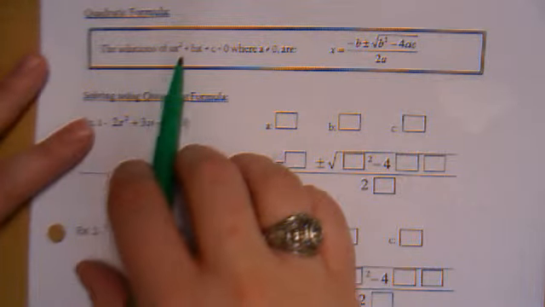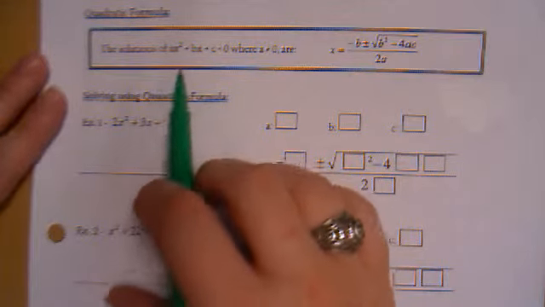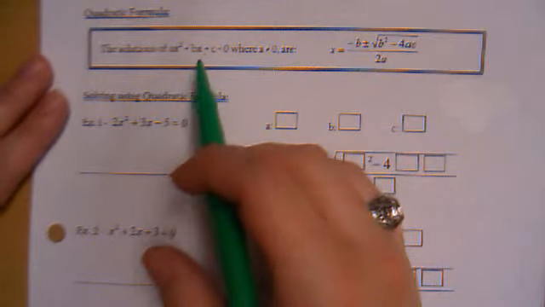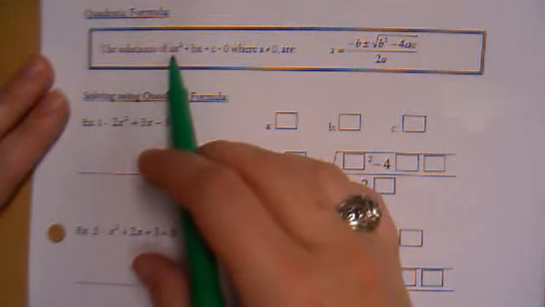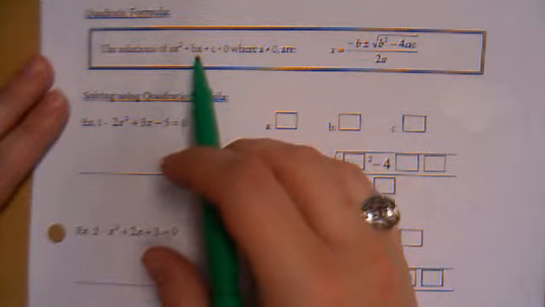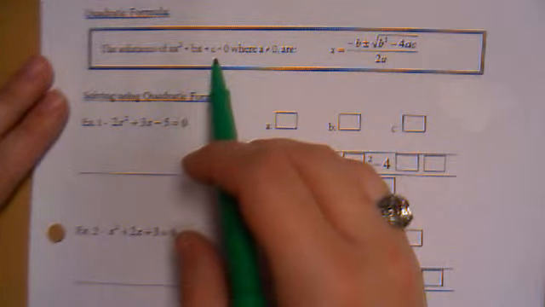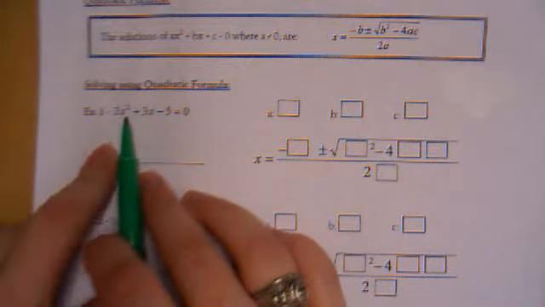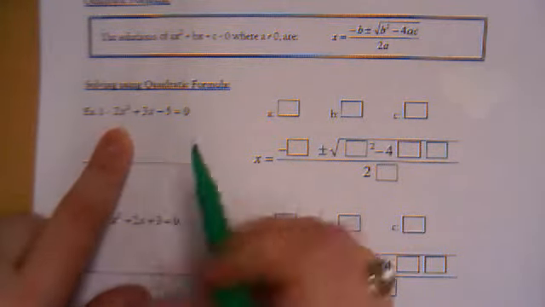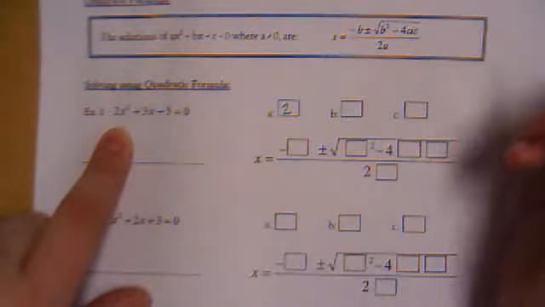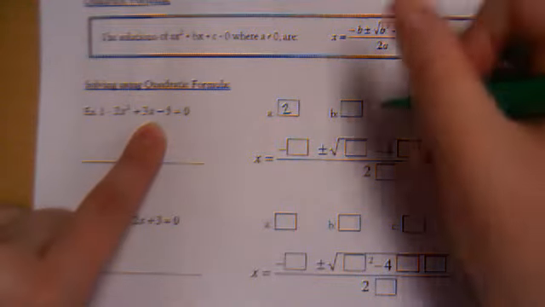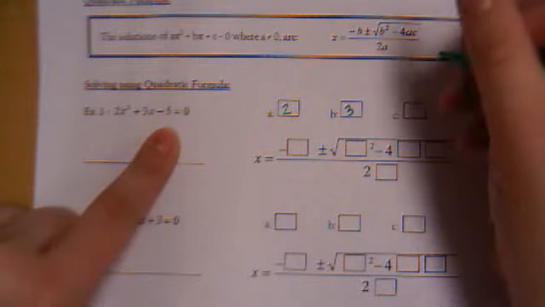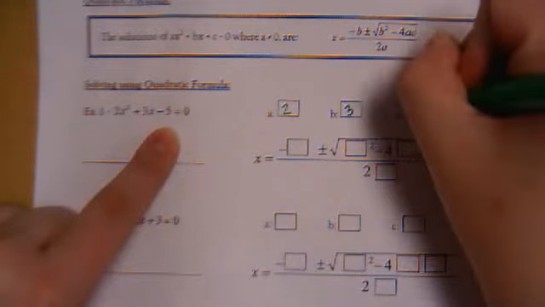It's going to be in the form of ax squared plus bx plus c, which is what we've been using when we deal with quadratics. So the number in front of x squared is a, the number in front of x is b, and the number by itself is c. So if we look at this first example, I have 2x squared plus 3x minus 5. So my a is 2, because that's the number in front of x squared. My b is 3. And my c is negative 5.